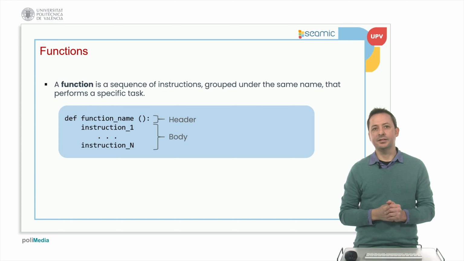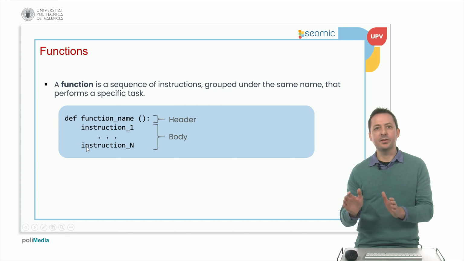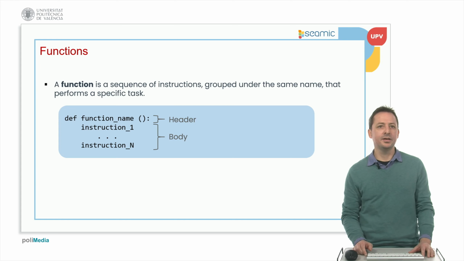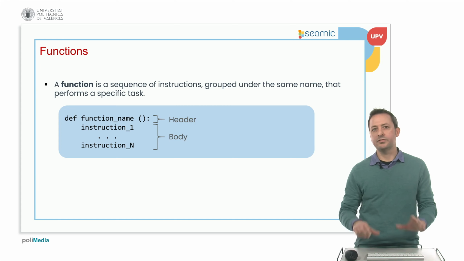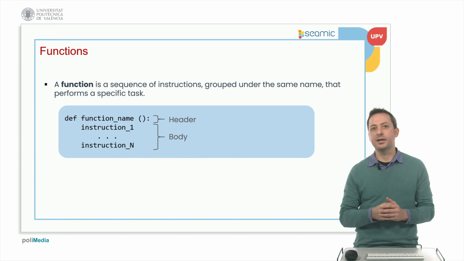In order to write a function, we need to use the keyword def, and then we can use a custom name, followed by parentheses. Inside the block of the function, remember the indentation, we write the different instructions that we want to carry out inside the function. So the function acts as a box that performs a specific task when it's called.